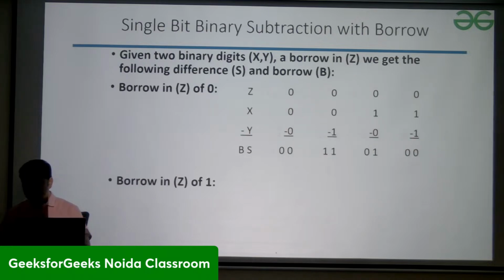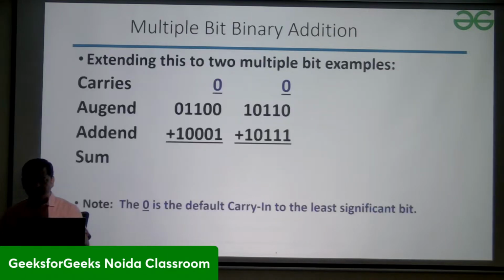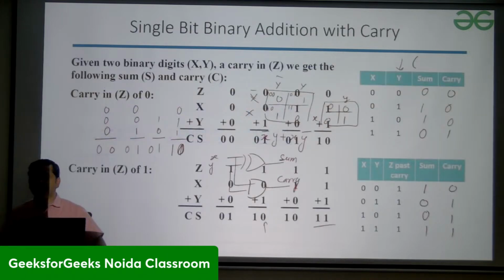Now if you apply the K map, find the logic diagram for this one. Just find the logic diagram for sum and carry if carry is 1.